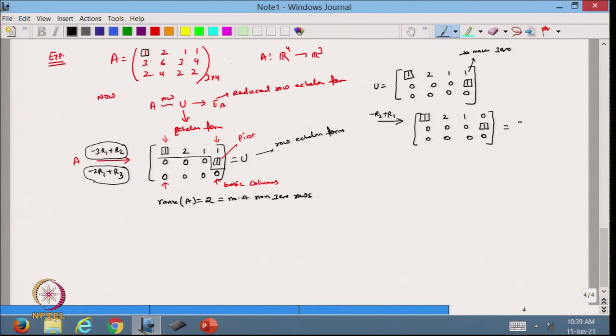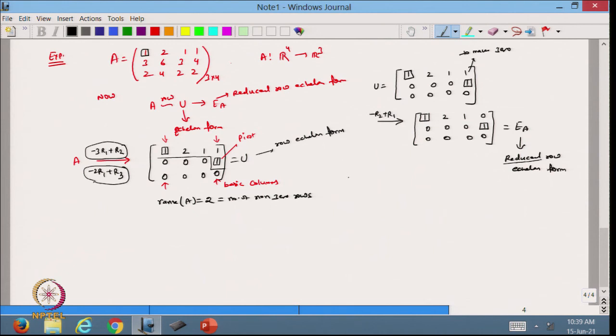So, this becomes EA, and this EA is called reduced row echelon form. Why is it called reduced? Because the number of non-zero elements is reduced in the given echelon form. So, that is why it is called the reduced row echelon form. So, this is my EA.